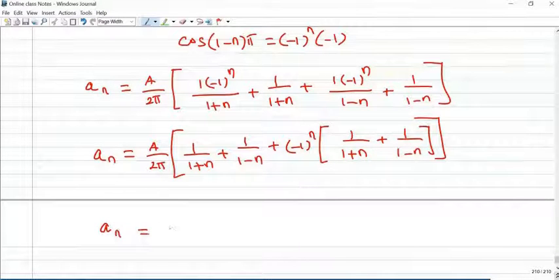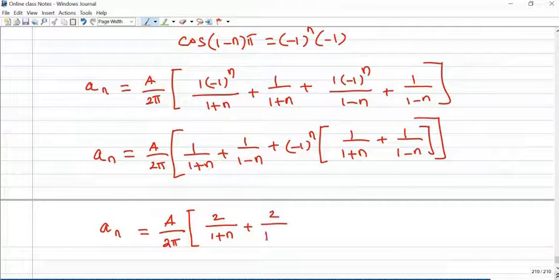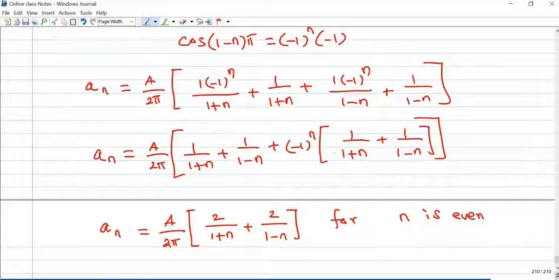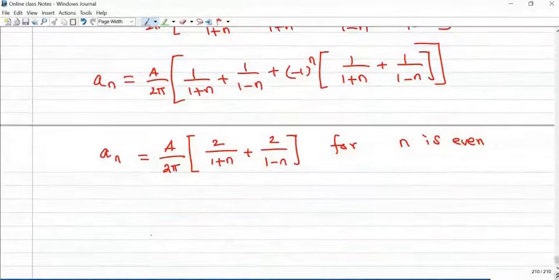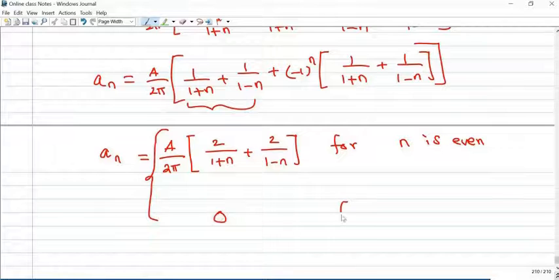I think for this example the An value can be further simplified: A divided by 2 pi, 2 divided by 1 plus n plus 2 divided by 1 minus n for even n. If n is even, minus 1 power n is 1, so you will get this. If n is odd, then this particular term minus this particular term, the result would be 0. So it is 0 for odd n.